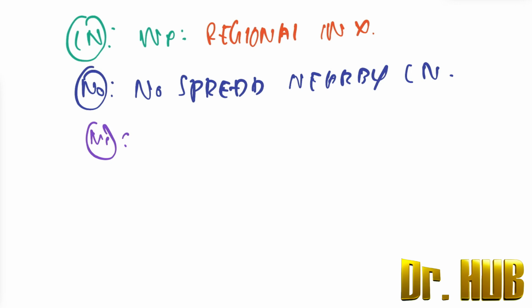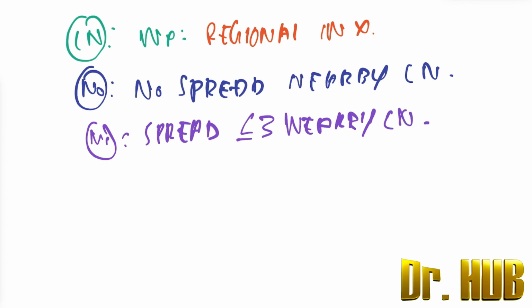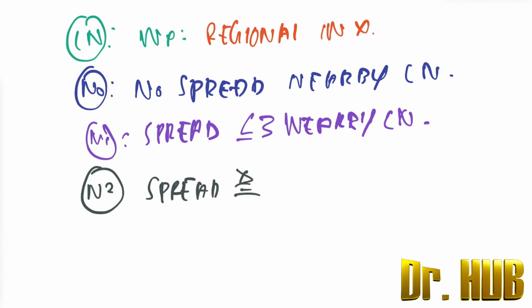N1 means the spread is to less than or equal to 3 nearby lymph nodes. Next is N2. N2 means the spread is to greater than or equal to 4 nearby lymph nodes.